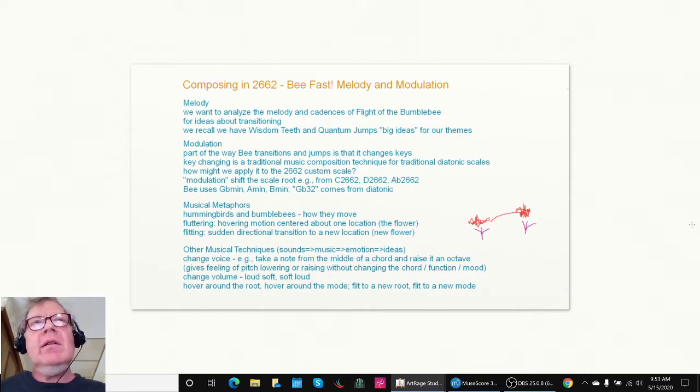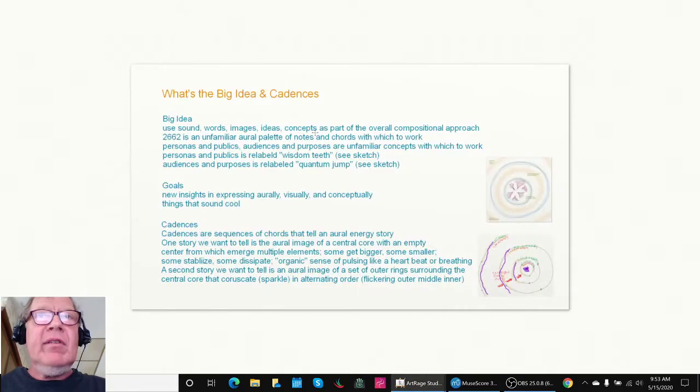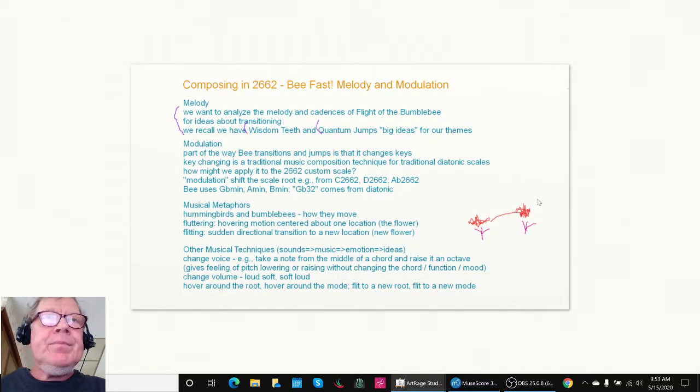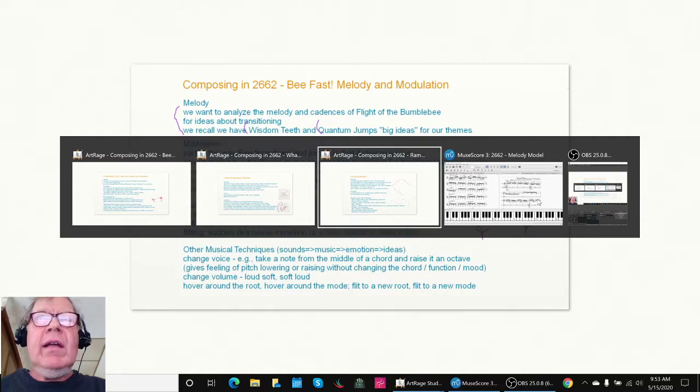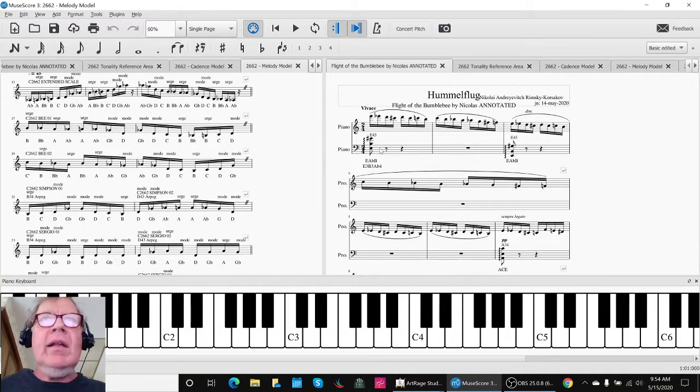In today's episode, we wanted to analyze the melody and cadences of Flight of the Bumblebee for ideas about transitioning. We recalled that we have what we call the wisdom teeth and the quantum jump big ideas for our themes, which are illustrated down here in these diagrams, jumping between orbit levels, so to speak. And also another visual image here. And we had looked at Flight of the Bumblebee, and here it is.